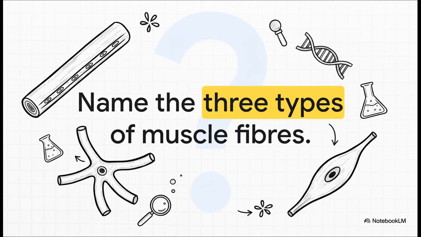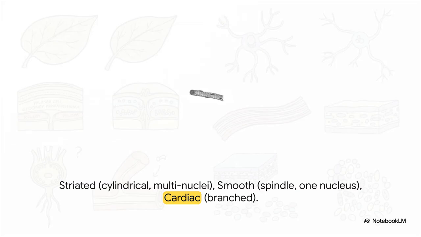Okay, final question. But Cho, this is a very, very popular exam question. They love asking you to draw the diagrams for the 3 types of muscle fibers. Okay, look closely. You have to draw these 3. Just remember, striated looks stripy and has many nuclei. Smooth is shaped like a spindle with 1 nucleus. And cardiac is special because it's branched, also with 1 nucleus. Just practice drawing this 2 or 3 times and you will never, ever forget it.